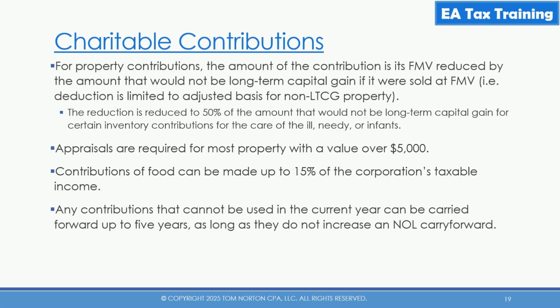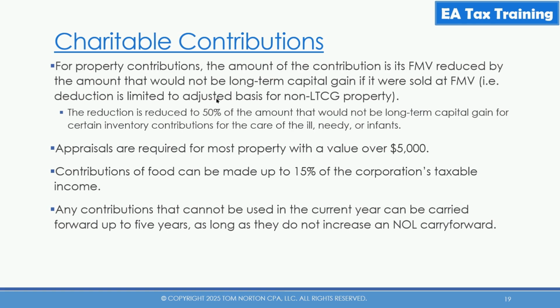For property contributions other than cash, the amount of the contribution is its fair market value reduced by the amount that would not be long-term capital gain if it were sold at fair market value. In other words, that's a long-winded way of saying the deduction is limited to the adjusted basis of the property for non-long-term capital gain property. So, for instance, if the corporation is contributing inventory, remember, inventory is not a capital asset, so they cannot deduct the fair market value of that inventory. They can only deduct their basis in the inventory.